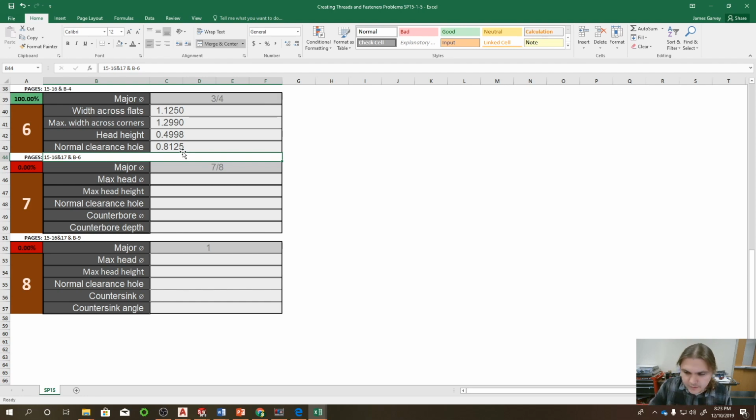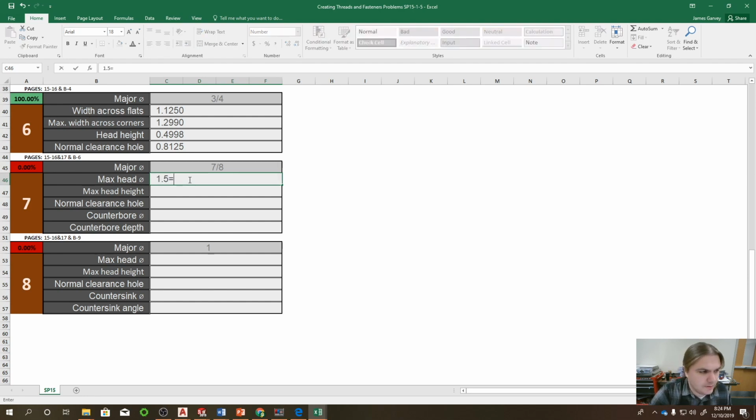Alright, so now I'm moving on to 7, and that one is a hex head bolt, or hex head cap screw. That is also back in Appendix B, on page B6. So my max head diameter is in that first table under B33. Max head height equals D. Wait, nope, that's head height. Sorry. Head diameter is 1.5 times D.